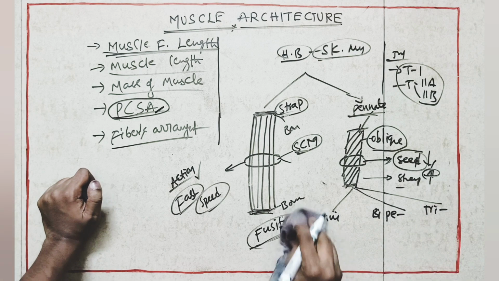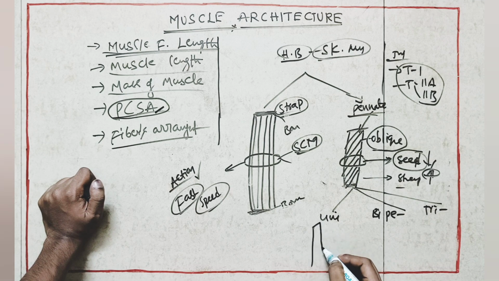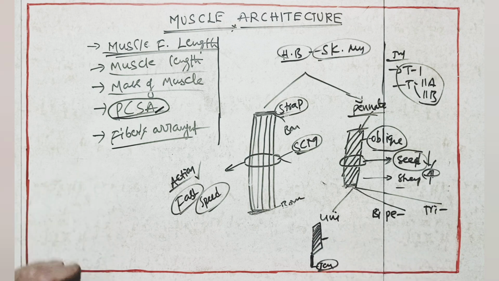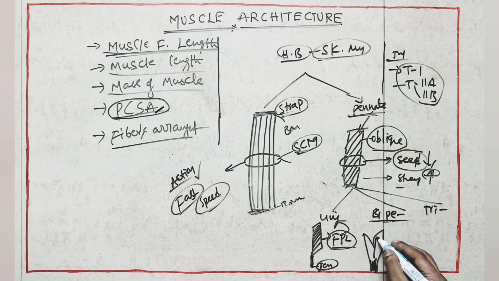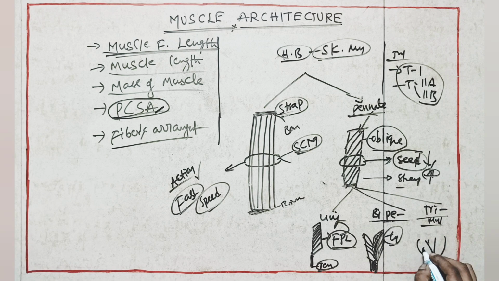In unipennate, the fibers are only on one side. This is the tendon, this is the muscle, this is unipennate. An example of a unipennate muscle in our hand is the flexor pollicis longus. For bipennate, an example is the gastrocnemius. This is the gastrocnemius muscle tendon, and here we have the muscle fibers. Tripennate is also called multipennate. An example is the deltoid, which has anterior, middle and posterior portions. So here we have multipennate muscles. This is about fiber arrangement.